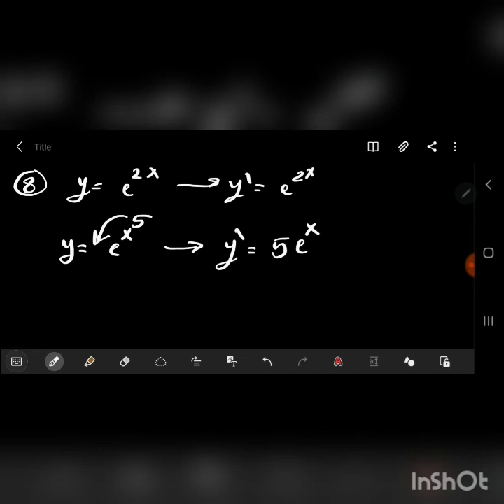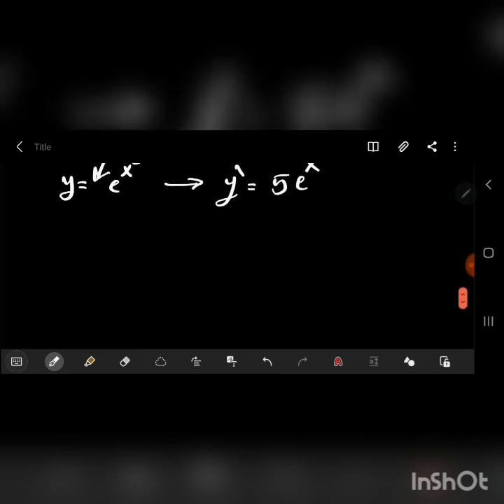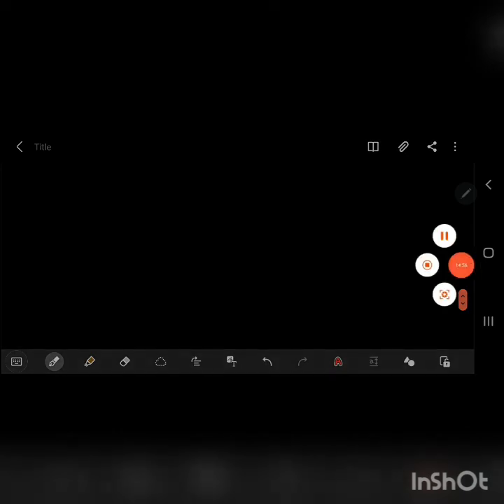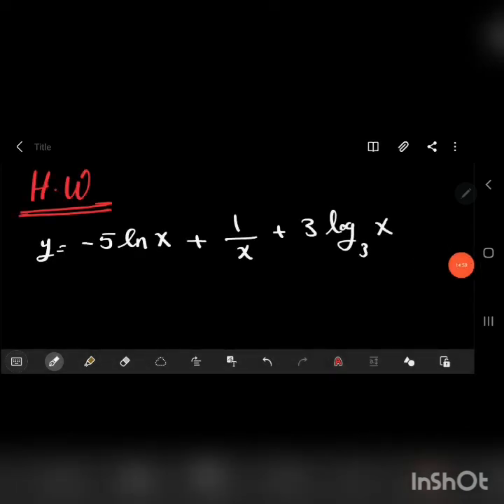Now I will give you a homework. I hope you solve it. This is your homework. Y equal to minus 5 times ln x plus 1 over x plus 3 times log x to the base 3. Please try to solve it at home.